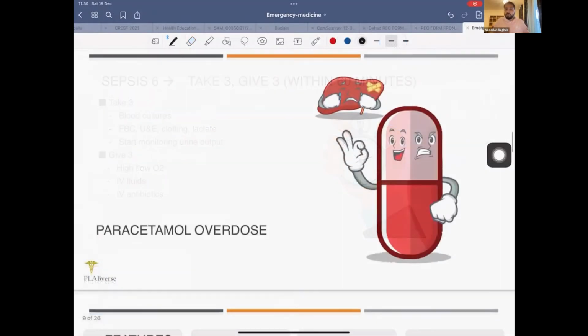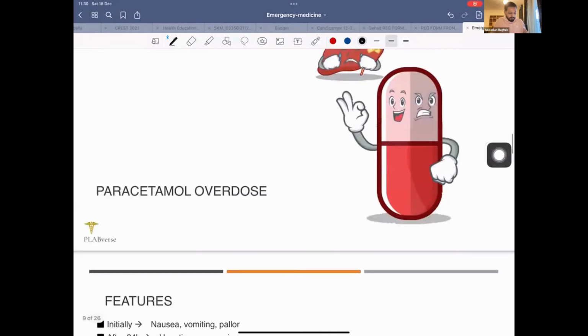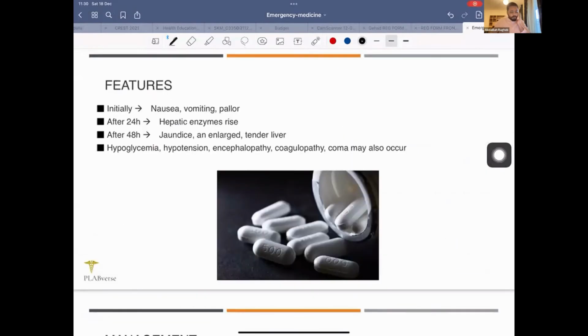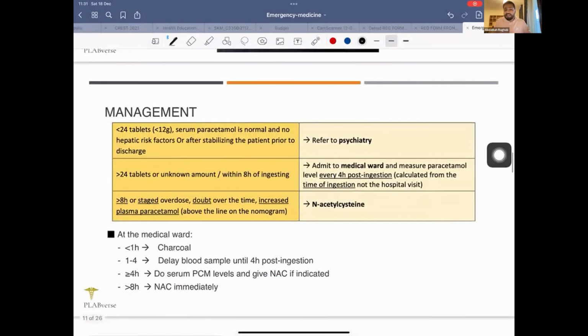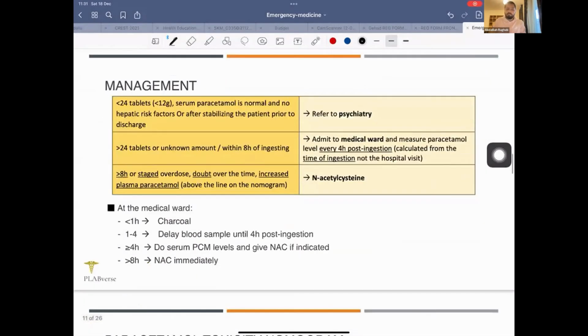Paracetamol overdose. The features of paracetamol overdose: what you need to know is the liver affection. The liver is always affected. What will be your management? There are a lot of questions in the exam about paracetamol management, even in PLAB as well. So this table is very important. Okay, a lot of scenarios can be made about this.